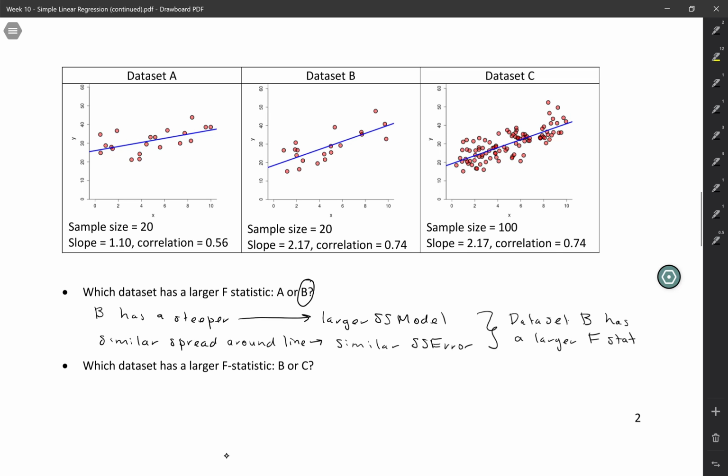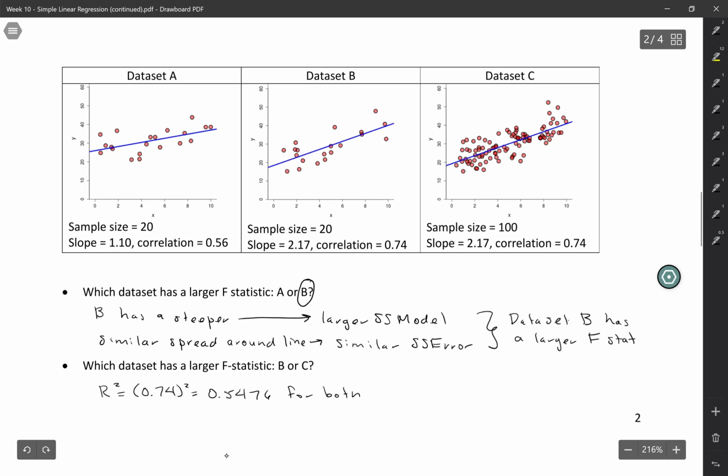The next one is a little bit different, comparing B to C, because here they both have the same correlation, right? We see a correlation of 0.74 for each one. That also means they would have the same R squared. So if we wanted to calculate R squared, we would just do the correlation 0.74 squared, and that comes out to be 0.5476 is our R squared value. And that's for both of these graphs.